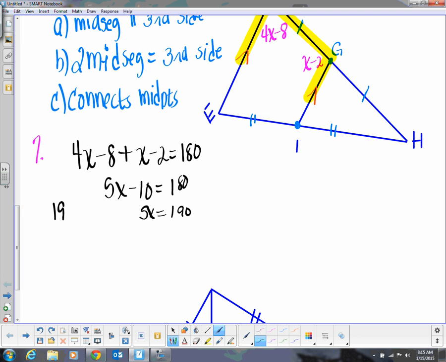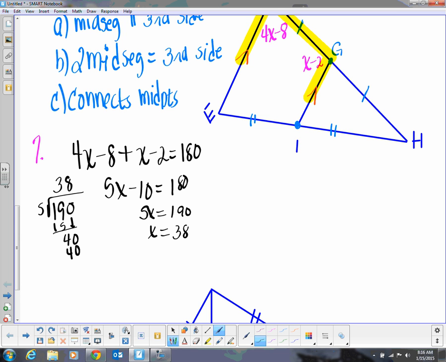So I'm going to come over here. How do we divide 5 into 190? 5 goes into 19 3 times, leaves me 15. Subtract. 5 goes into 40 8 times. So x is equal to 38.